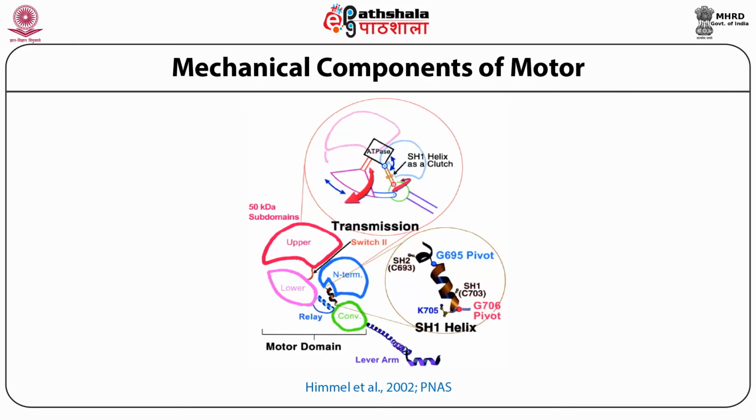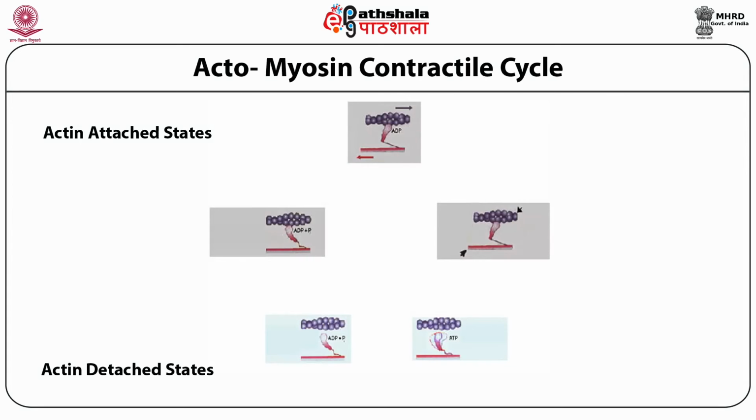The upper 50 kilodalton domain and the lower 50 kilodalton domain are closed and open as nucleotide is bound or as it's bound to actin. You can also see the arrow marks indicating the lower subdomain and the relay movement, which cause the converter to move. So in short, these motor components explain the motor mechanism of the myosin, which gives the movement between myosin and the actin filaments.